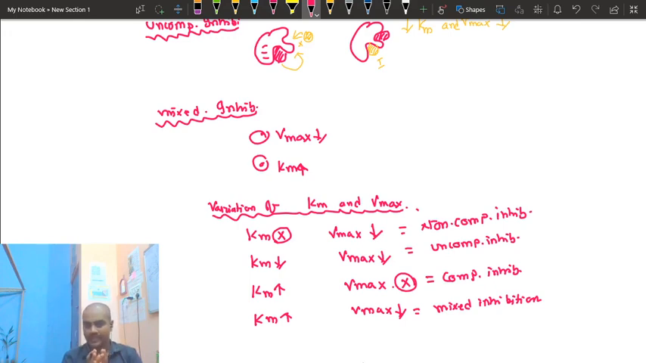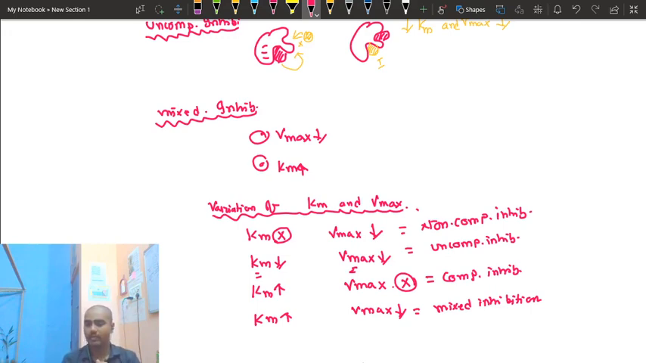But in case of uncompetitive inhibition, there is an affinity between enzyme and substrate as well as enzyme and inhibitor. That's why in case of uncompetitive inhibition, Vmax will get decreased. In case of competitive inhibition, there is a competition between enzyme and substrate. That means here also we are talking about the affinity between enzyme and substrate as well as enzyme and inhibitor, so we have to talk about the Km.